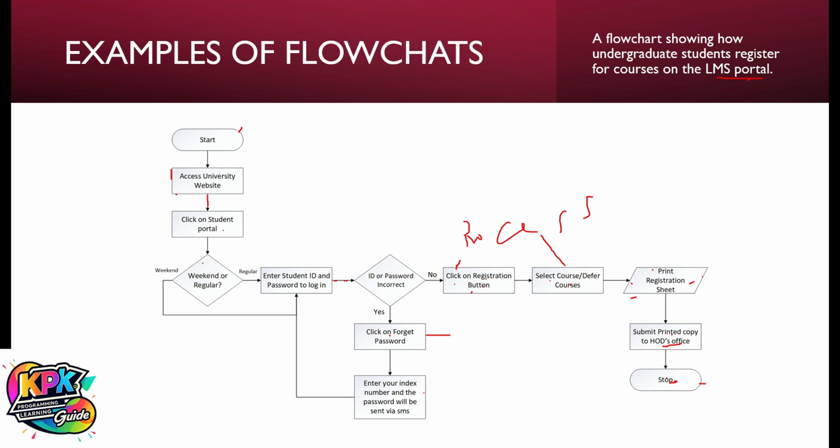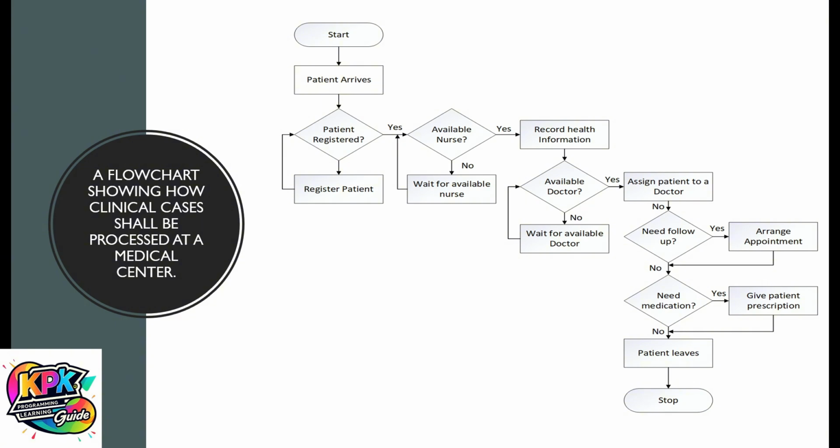Okay. So let's look at another example of a flowchart. In this flowchart, it's showing how clinical cases should be processed at a medical center. Keep in mind, a flowchart is a representation of an algorithm. It's just a visual or graphical representation of an algorithm. So here, this is the terminal. We start here, and patient arrives, which is a process. Then we check. This is a decision.